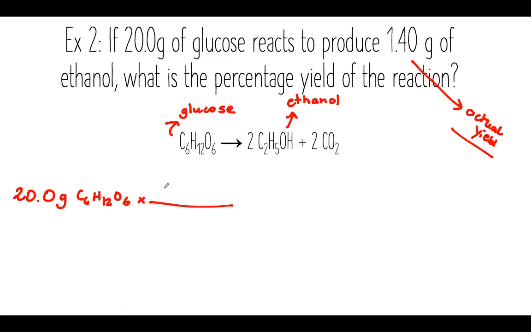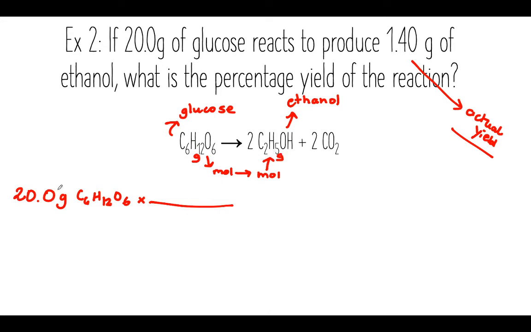And I'm going to first need to convert to moles, right? So I'm going to go from grams to moles. I'm going to use the mole ratio to find the moles of ethanol. And then I'm going to use my molar mass to go back to grams. So that's sort of my game plan here.